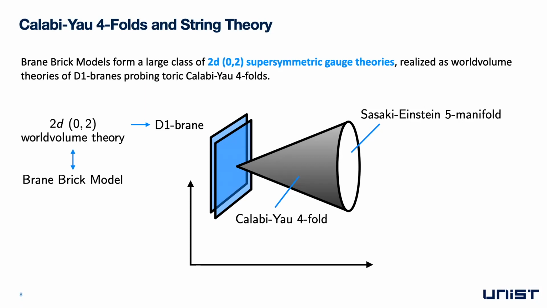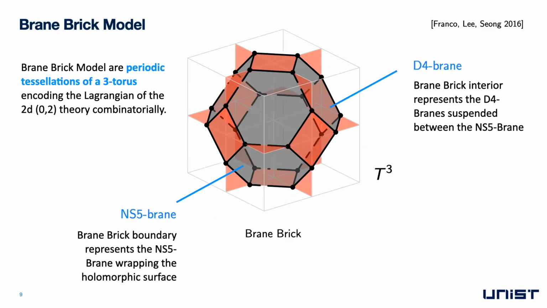And the nickname that we gave to this class of 2D (0,2) theories was what we called brane brick models, because the string theory realization of this class of theories was a certain brane configuration that forms a tessellation of the 3-torus. That's precisely what we called the brane brick model. The interior of this tessellation is a D4 brane that is suspended between a certain NS5 brane that wraps a 3-torus, and the wrapping of the 3-torus forms various tessellations that encode the geometry of the corresponding toric Calabi-Yau fourfold. So that was the topic of the seminar that I gave in Harvard in 2016.